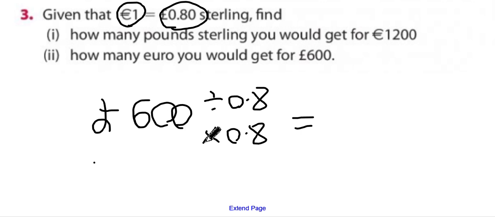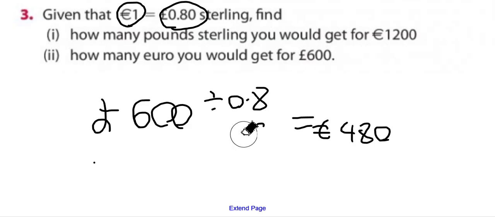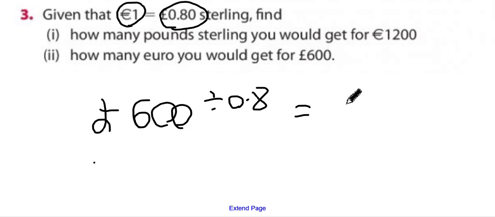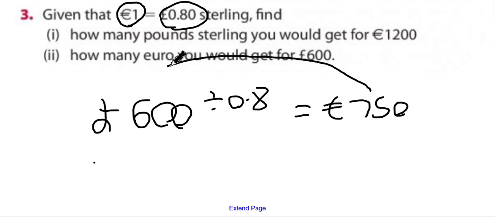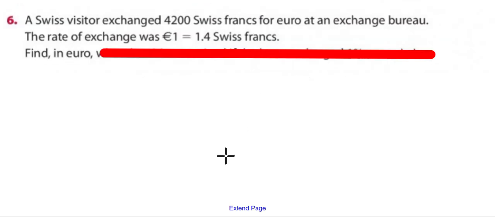So 600 multiplied by 0.8 is €480. That's a smaller number. That means multiplying is wrong. What do you get when you divide it? So €750 is the same amount as 600 sterling. These people are equally rich. Agreed? Happy days.